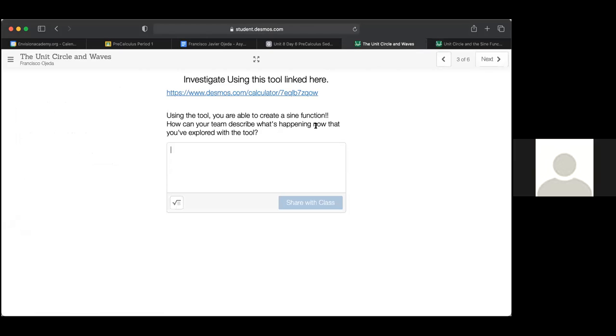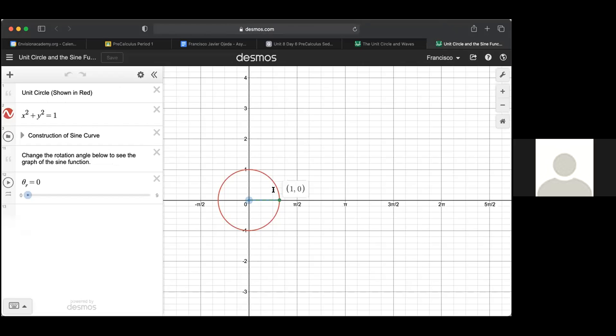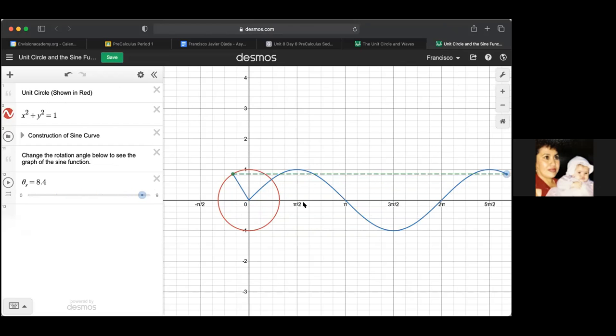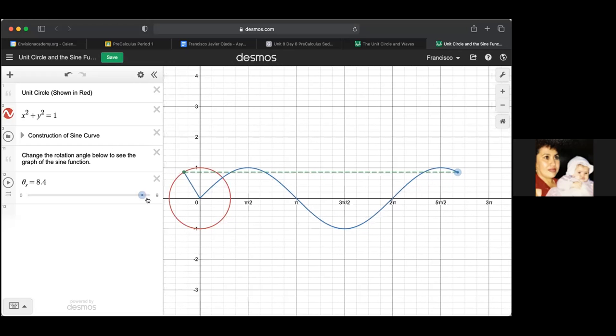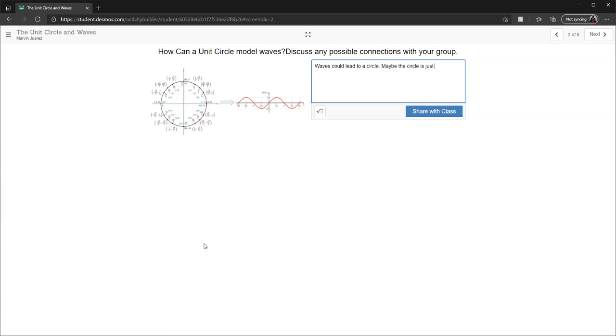So it says using the tool, you are able to create a sine function. How can your team describe what's happening now that you explore with the tool? Oh, it's doing waves. So we were kind of correct, right? Like it's inside the circle. Yeah, I think like the radius is connected to the center of.